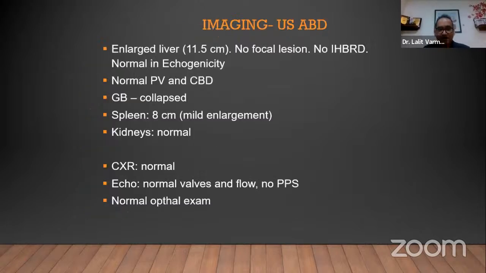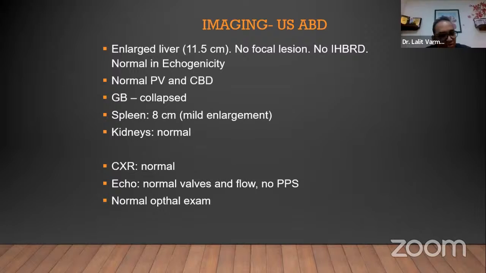Next, the other slides will show why those tests are relevant. On imaging, we found an enlarged liver, which was also there on the exam, 11.5, no focal lesion, no intrahepatic biliary radicals dilation, normal echogenicity, normal PV and CBD, gallbladder collapsed though, spleen 8 centimeters, mildly enlarged, kidneys were normal, chest X-ray was normal. I always get a 2D echo done.